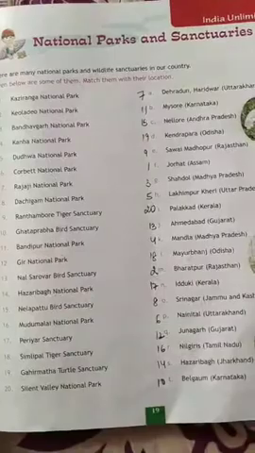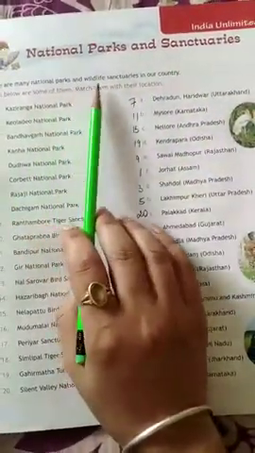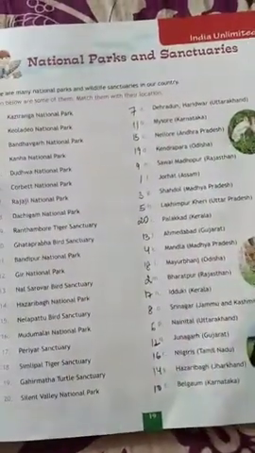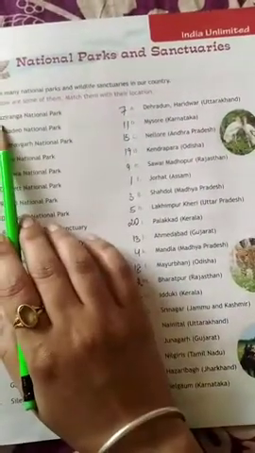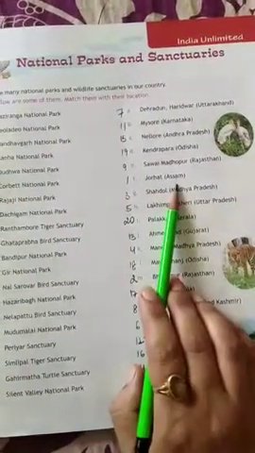Next, page number 19, children. It is national parks and sanctuaries. So there are many national parks and wildlife sanctuaries in our country. So we will study about them now, where they are situated. First is Kaziranga National Park. It is situated in Jorhat, Assam.